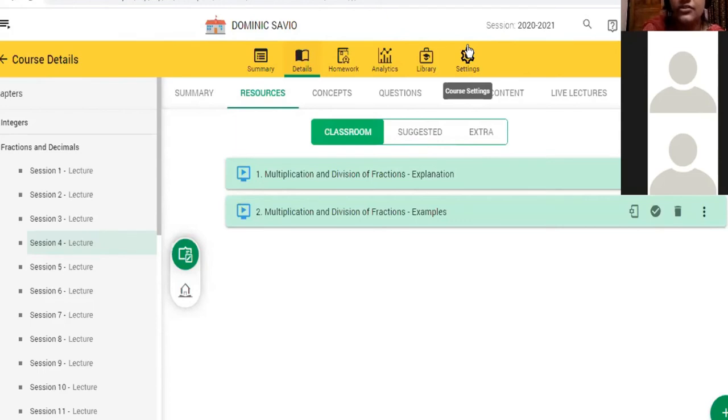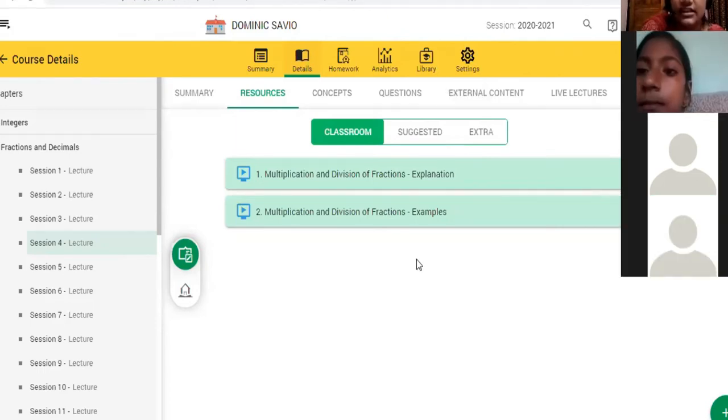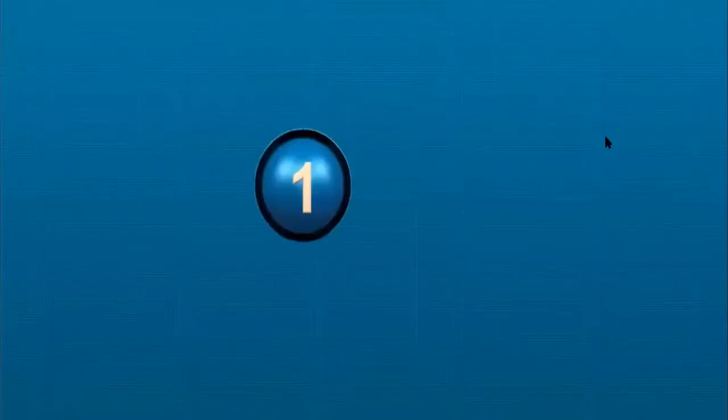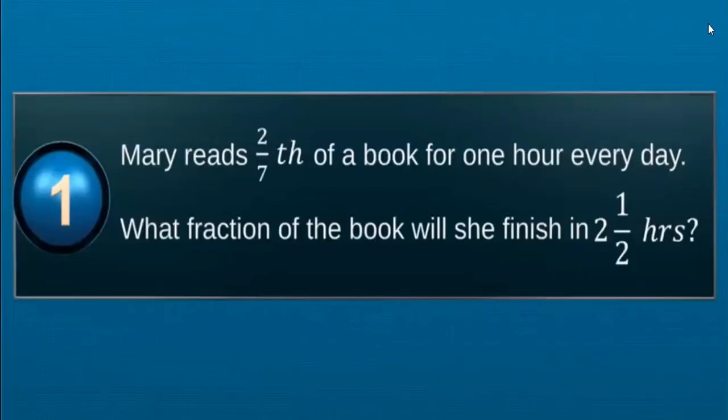Okay, so all of you understood till now? We will just see some examples. Just a few examples. Mary reads 2/7 of a book for 1 hour every day. What fraction of the book will she finish in 2.5 hours?